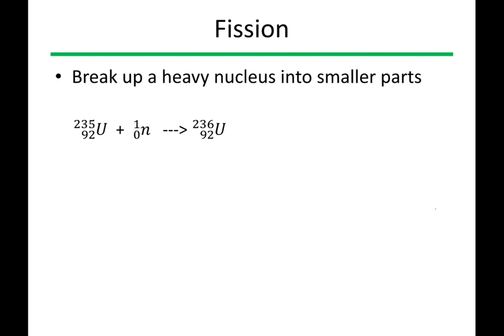This makes an intermediate uranium-236. This is a very unstable species that will rapidly undergo decay and become a barium-141, krypton-92, and 3 more neutrons.